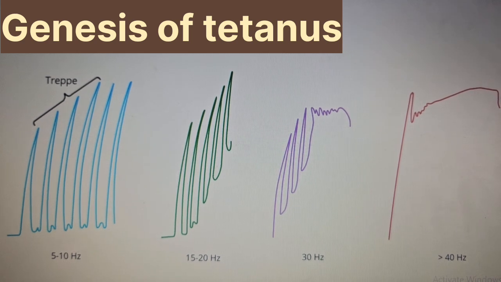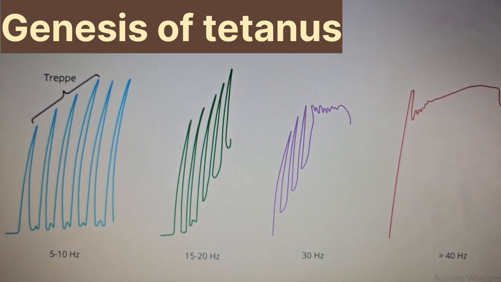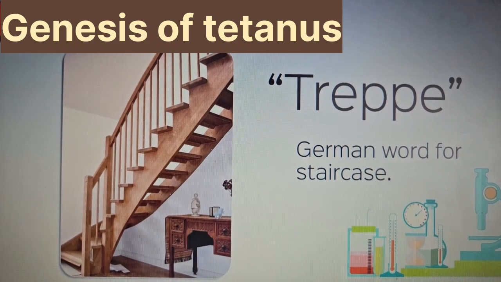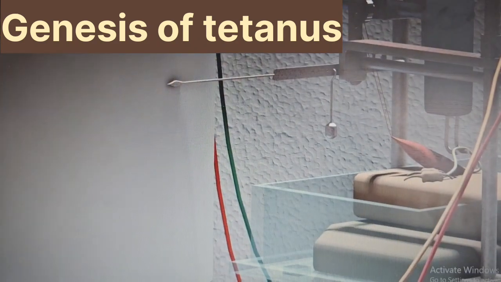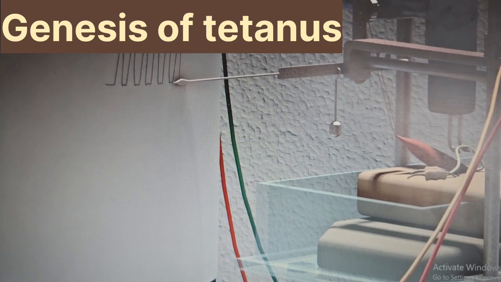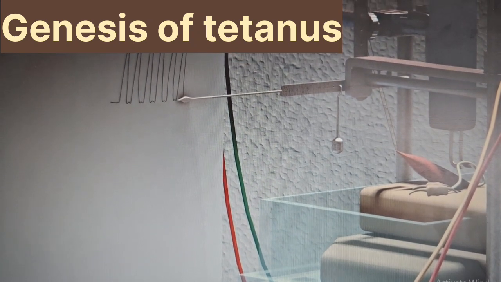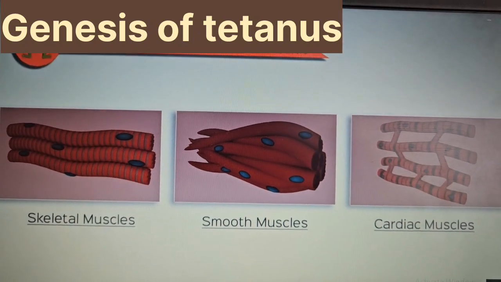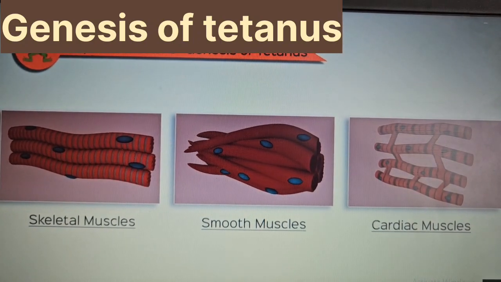Thus, it is called the staircase effect or the treppe effect. Treppe is a German word for staircase. The treppe or staircase effect is the progressive increase in force of contraction when the muscle is stimulated repeatedly. Treppe is seen in skeletal, smooth, and cardiac muscles.